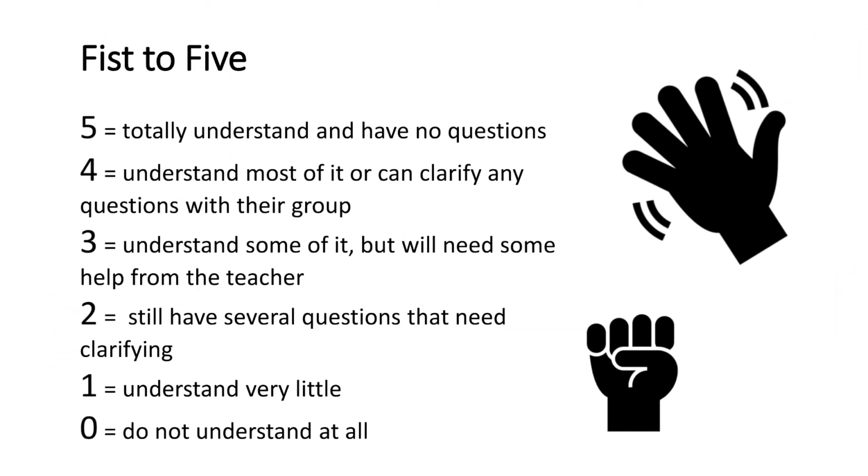5 means they totally understand and have no questions. 4 is they understand most of it or can clarify any questions they have with their group. 3 is that they understand some of it, but not all, and will need help from the teacher. 2 is that they have several questions that need clarifying. 1 is that they understand very little, and a fist means they do not understand at all.